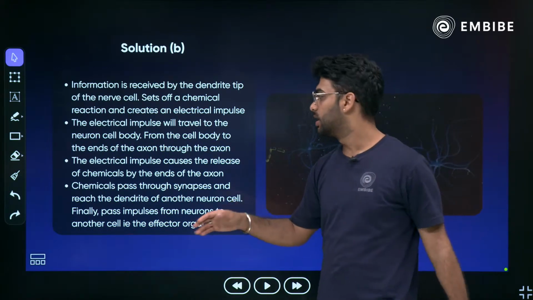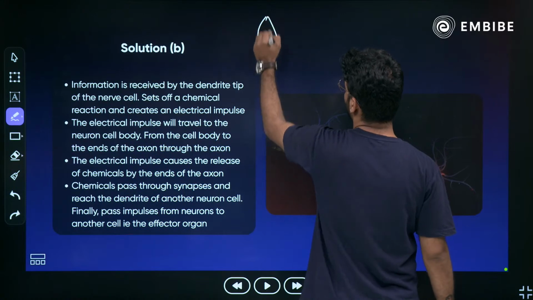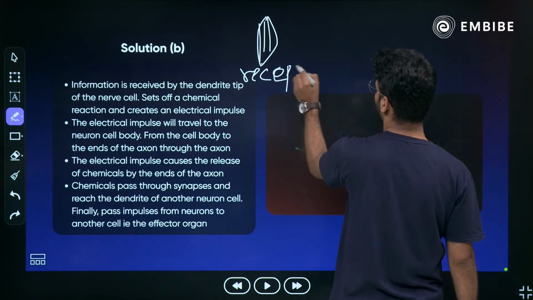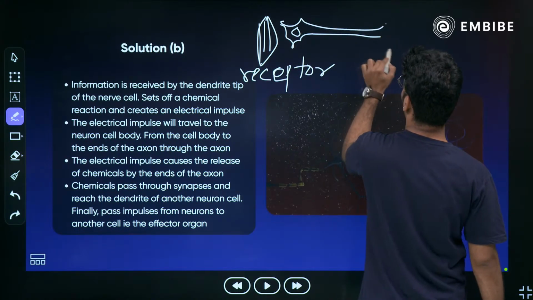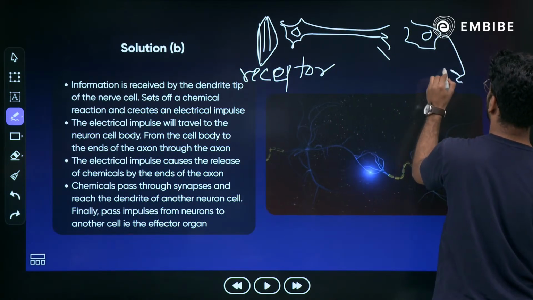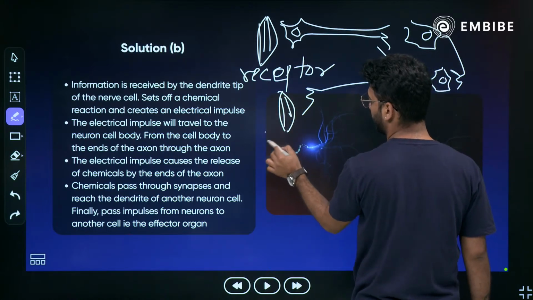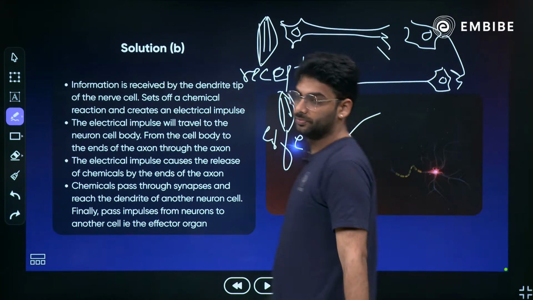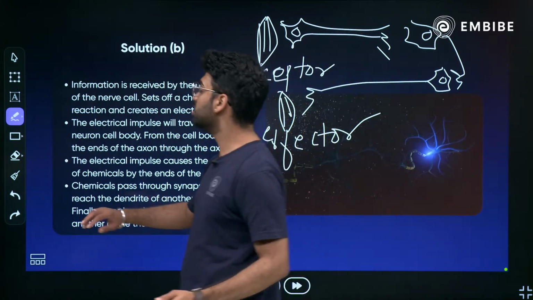So how is the impulse transferred? Here you can also show the reflex arc. So the reflex arc is from the receptor to the sensory neuron, then there is the association neuron, then there is the motor neuron, and here you have got your effector. Okay. That is how the impulse is transferred. Okay. So this was the first part of the question.